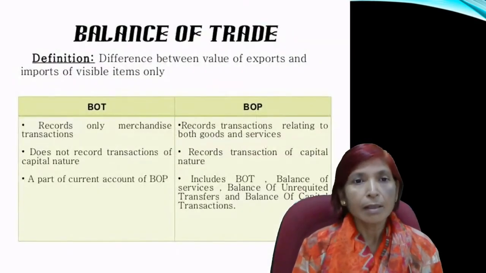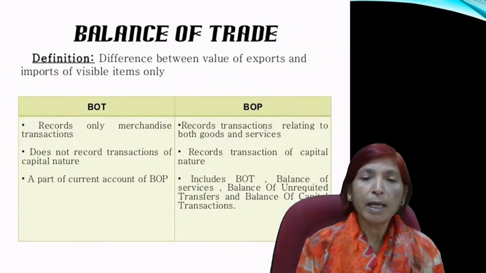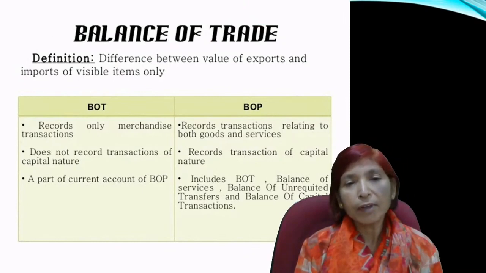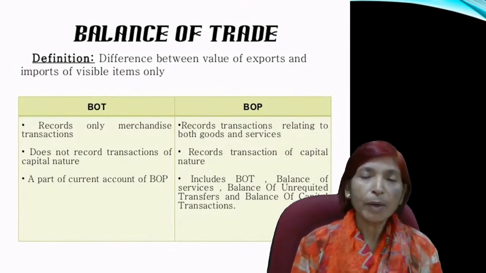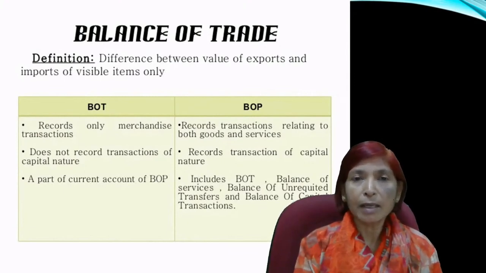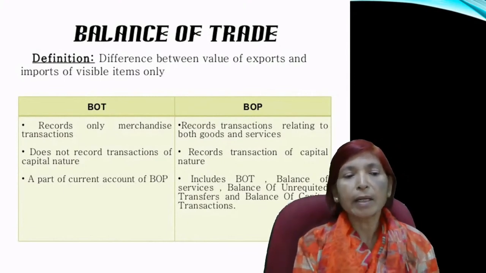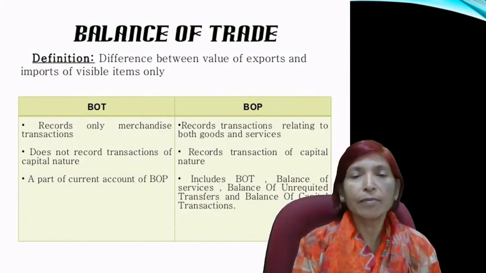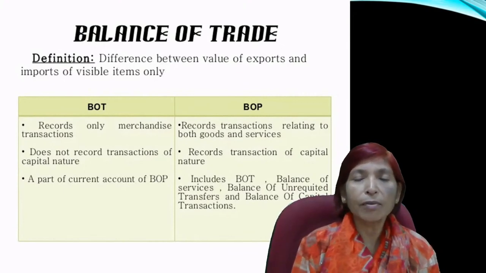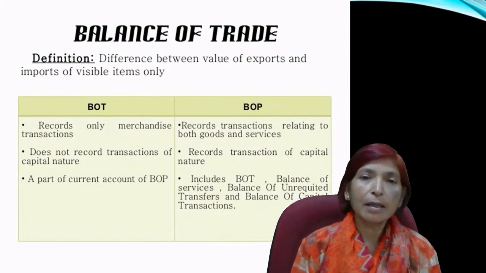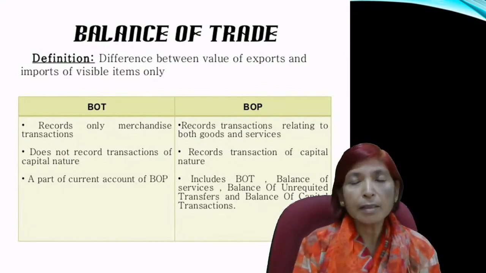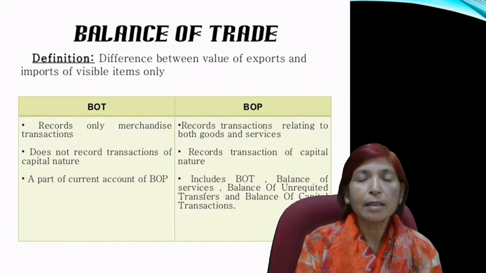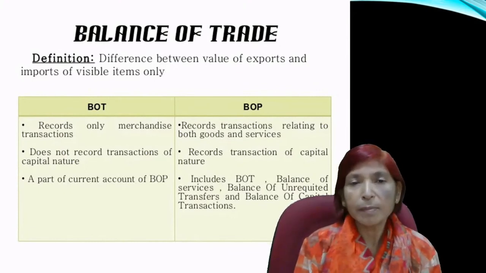Now next is balance of payment and balance of trade. What is the difference between these two concepts? We have studied that balance of payment is a systematic record of all transactions, like visible and invisible items of trade, exports and imports. And balance of trade is a narrow concept. It includes only visible items of exports and imports, not invisible items.